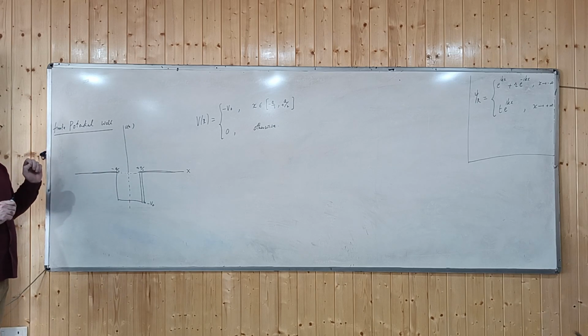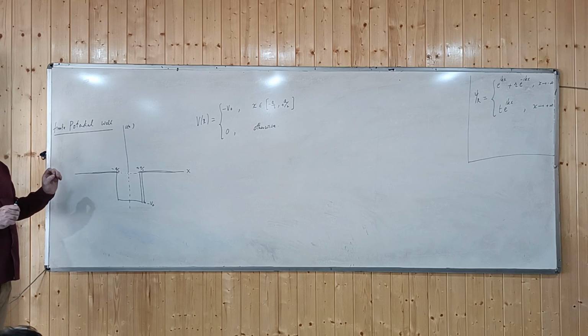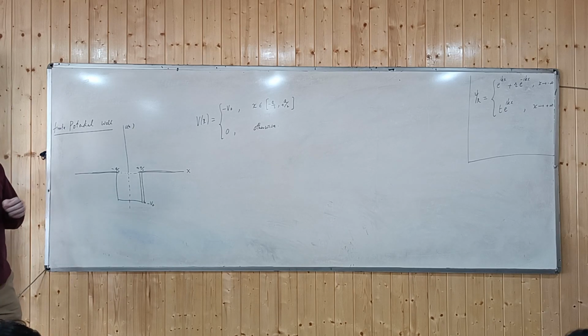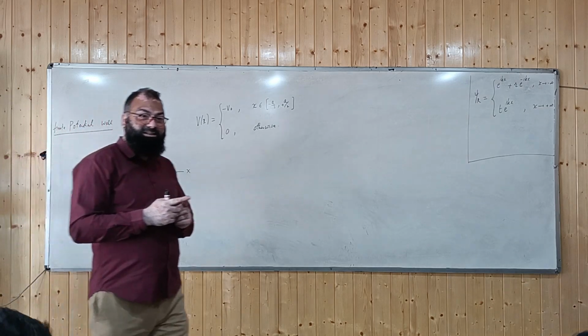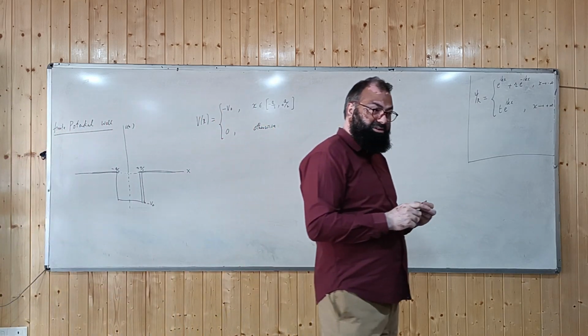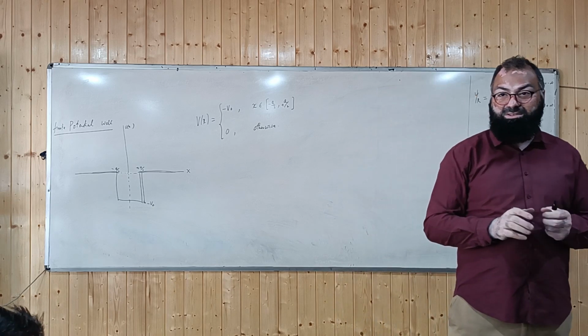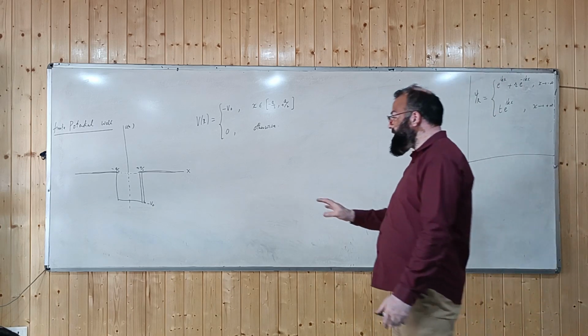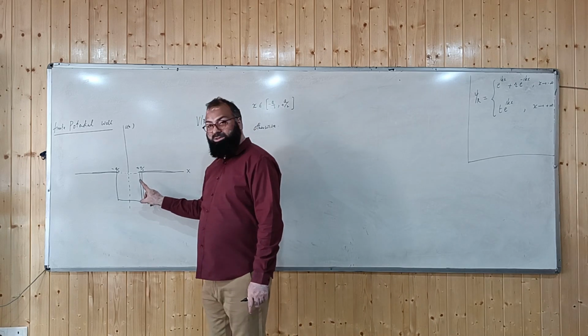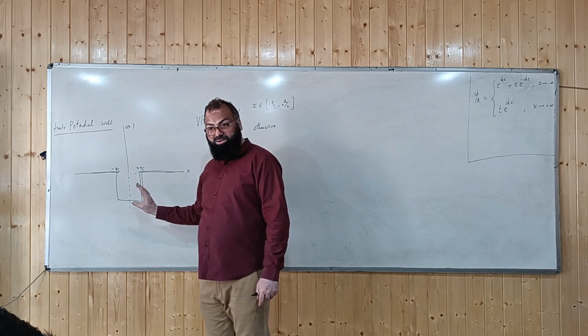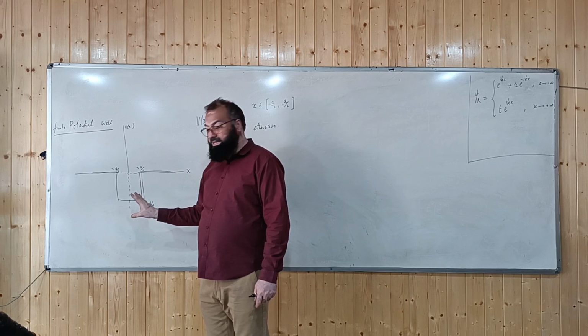There are certain things to remember. First, the wave function is always continuous, and the first derivative of the wave function is continuous only when the potential has a finite discontinuity. If the potential suffers a singularity, then the first derivative of the wave function is not continuous. It is discontinuous. Since you have a finite discontinuity in the potential, the first derivative is continuous. So remember it. These are the two things we require.